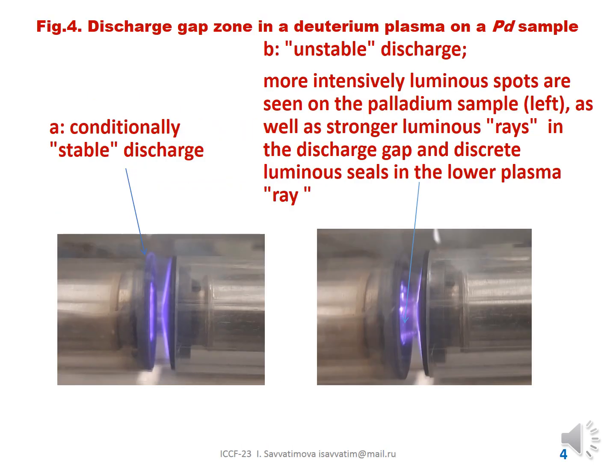Slide 4 shows the discharge gap zone in the deuterium plasma on the palladium. On the left, a conditionally stable discharge; on the right, an unstable discharge. It is possible to see more intensively luminous spots on the palladium sample, as well as stronger luminous rays in the discharge gap and discrete luminous seals in the lower plasma ray.